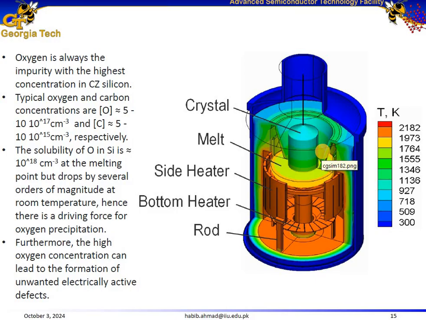And this diagram shows the temperature gradient in the crystal growth furnace with side and bottom heaters. So you can see the side heaters and the bottom heaters over here. These side and bottom heaters regulate the melt and crystal growth environment. So these factors impact the quality of single crystals used in semiconductor devices.